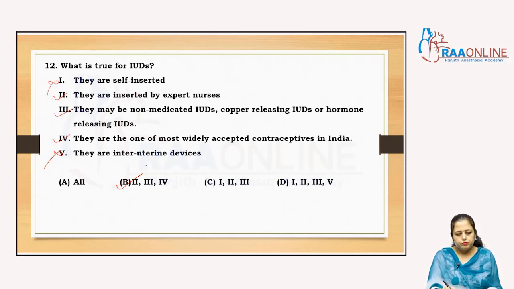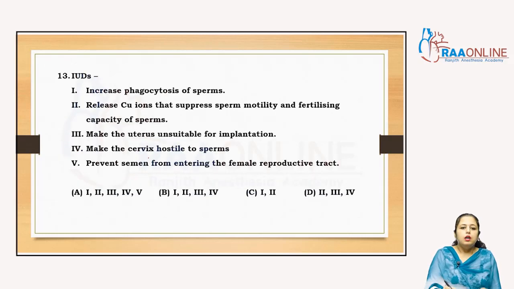Come to the next question. IUDs increase the phagocytosis of the sperm. Correct. Release copper ions that suppress sperm motility and fertilizing capacity. Correct. It makes the uterus unsuitable for implantation. Correct. Make the cervix hostile to sperm. Correct.